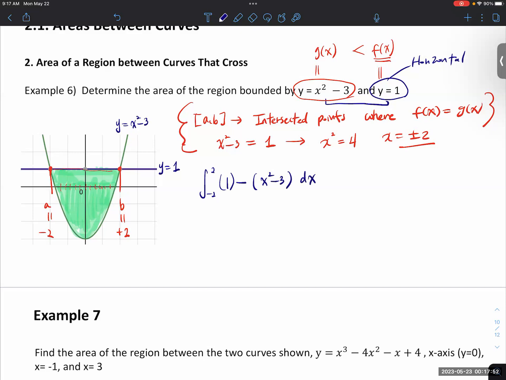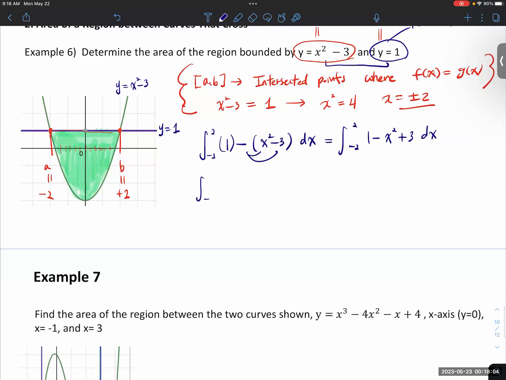This is your equation between area. So therefore, if I rewrite it, the integral from negative 2 to 2 of (1 minus x squared) minus (negative 3)... using the distributive property, negative x squared positive 3 dx. Again, from negative 2 to 2, minus x squared, 1 plus 3 is 4 dx. Now I'm going to separate it: the integral from negative 2 to 2 of minus x squared dx plus the integral from negative 2 to 2 of 4 dx.